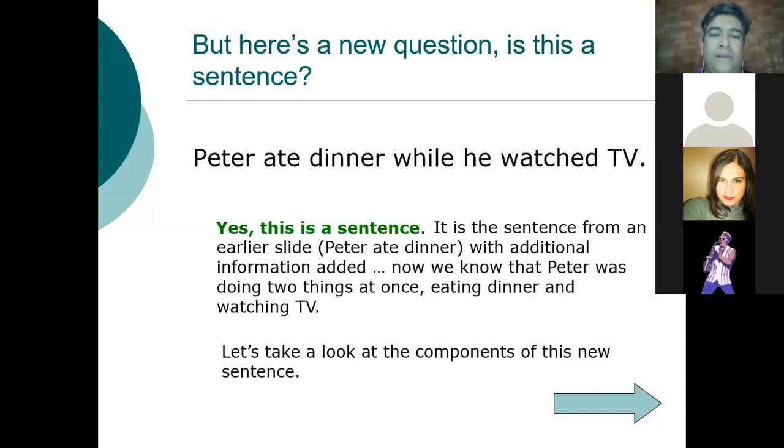Well, Peter ate dinner while he watched TV. Yes, it is a sentence from an early slide. Peter ate dinner with an additional information added. Now, we know that Peter was doing 2 things at once. Eating dinner and watching TV. So, he was like this. Understand? Okay. So, let's take a look at the components of this new sentence, okay? Be careful with this.